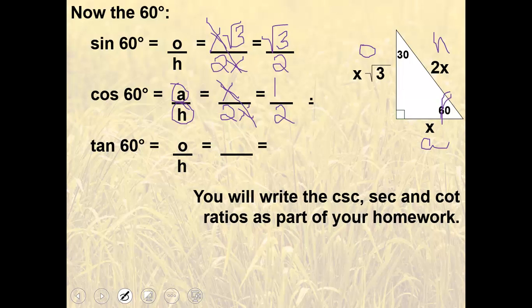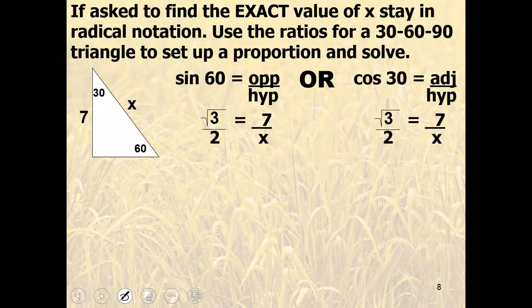The tangent of 60 degrees is opposite over adjacent. So I get x times the square root of 3 over x. My x's cancel, and I'm just left with the square root of 3. And you can write the other 3, and I have you do that as part of your homework. Okay? Not too bad. Not too bad at all.